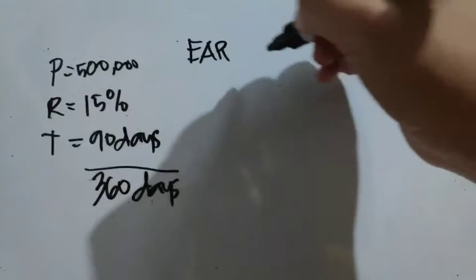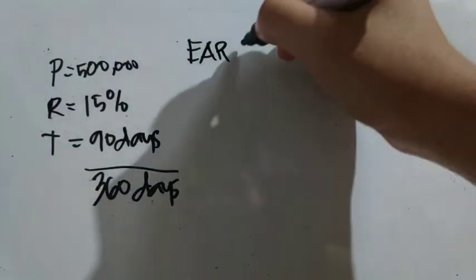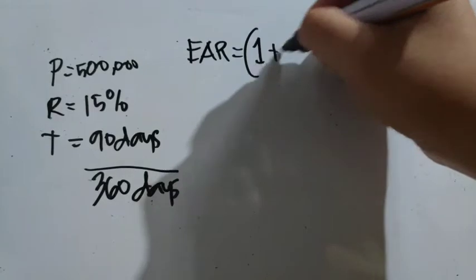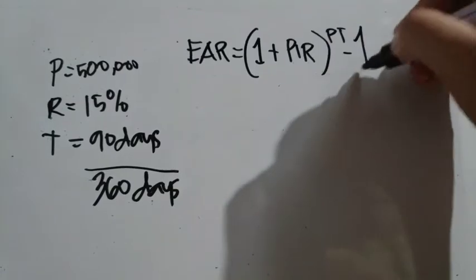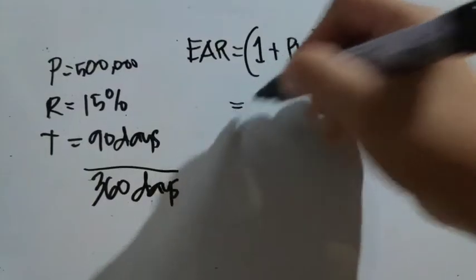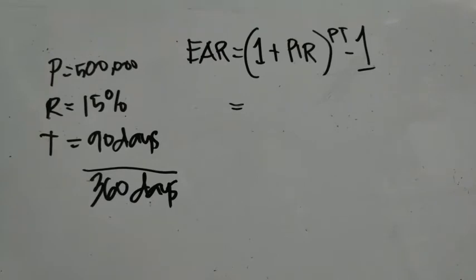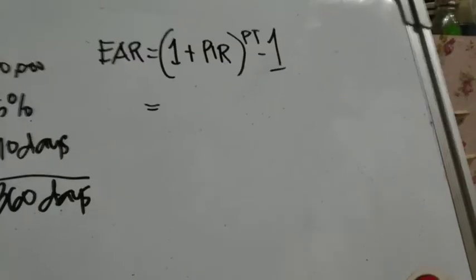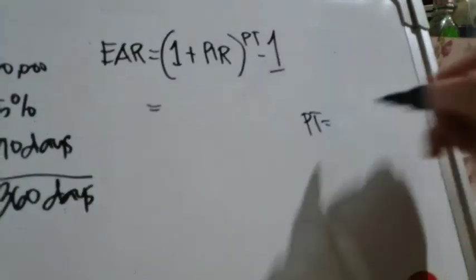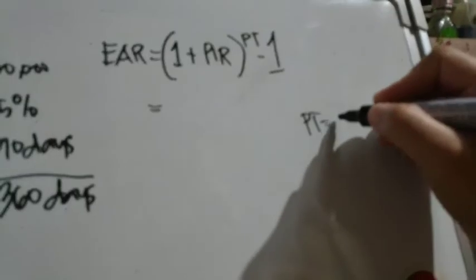So for this problem, the formula to get your effective annual interest rate is 1 plus your PIR exponent to PT minus 1. So now for the problem number 1, you need first to compute for the interest amount. Now for this problem, you are to compute for the PIR and the PT. So first, you need to compute for the PT, which is the periodic term.